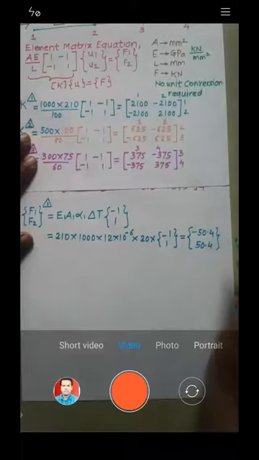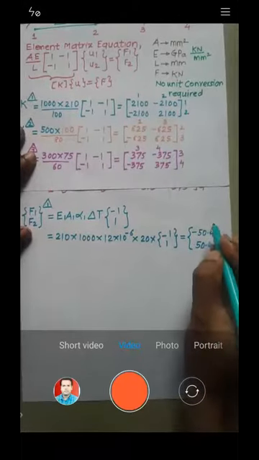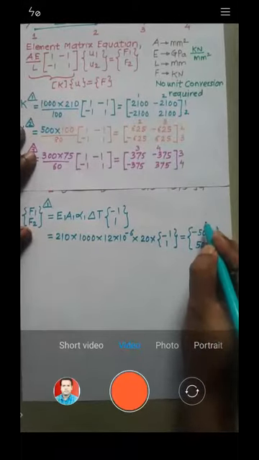Now see, we have only one column. You can see this. And we are writing this for node 1 and node 2. Okay, so all of you just check this value. Right.